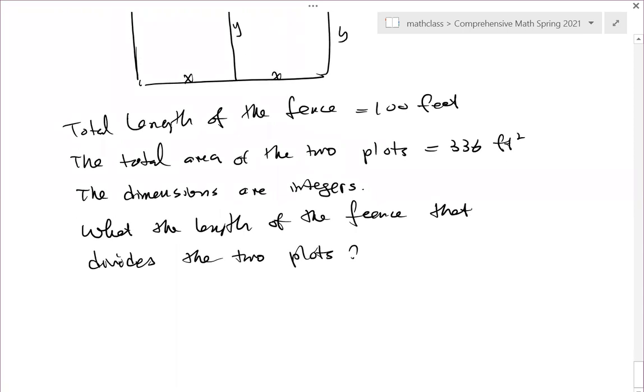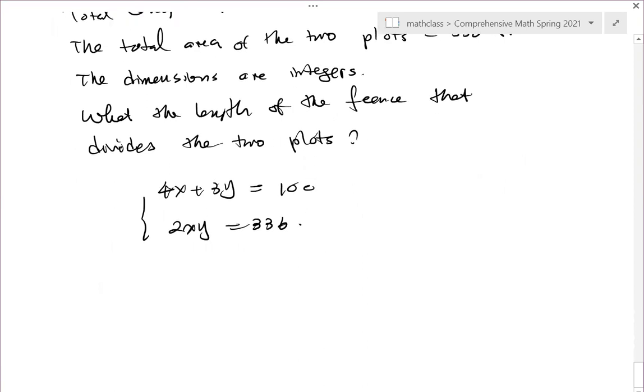Okay, the total length. So you write down the equation. For the total length, how many Y do you have there? You have 3Y. How many X? 4X. So 4X plus 3Y is going to be 100. And the area is 2 times XY, which is 336. Can you have a solution for that?